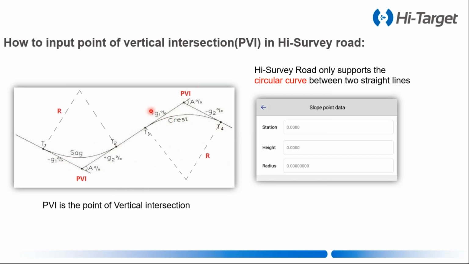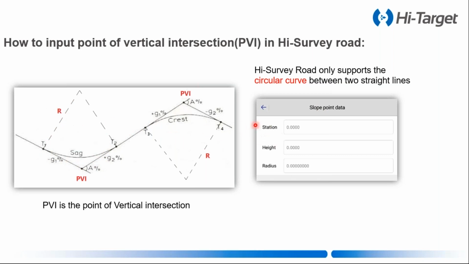Let's see how to input the parameters. You can see the first picture here. There is PVI. PVI is the point of vertical intersection here. The intersection of these two straight lines. And this is the next PVI. And this curve is a circular curve, so there is a radius.